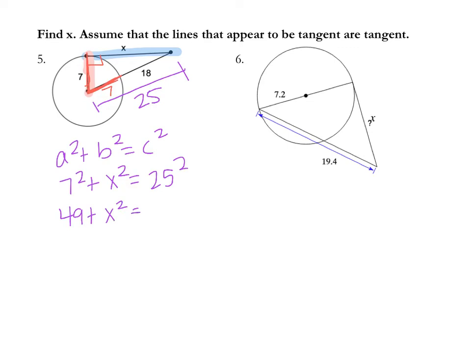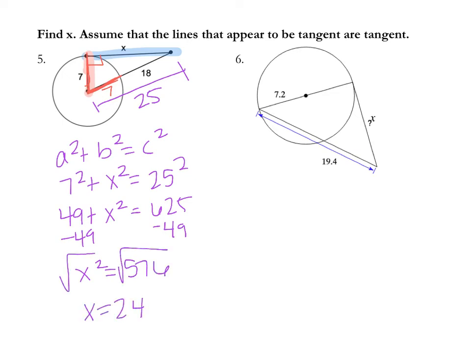We get 49 plus x squared equals 625. Subtract the 49. x squared is equal to 576. And take the square root of that. We get that x is equal to 24. Okay?